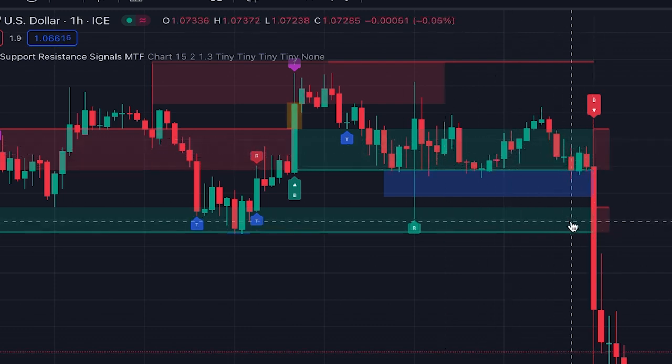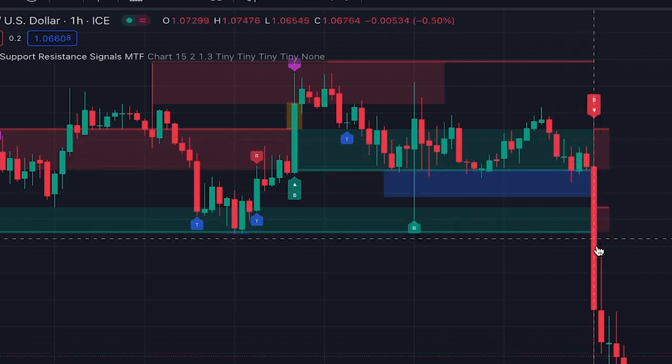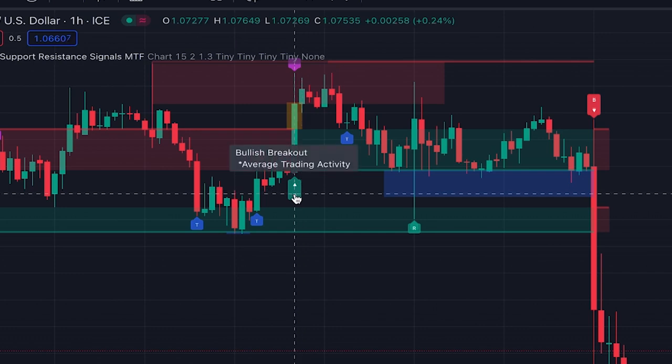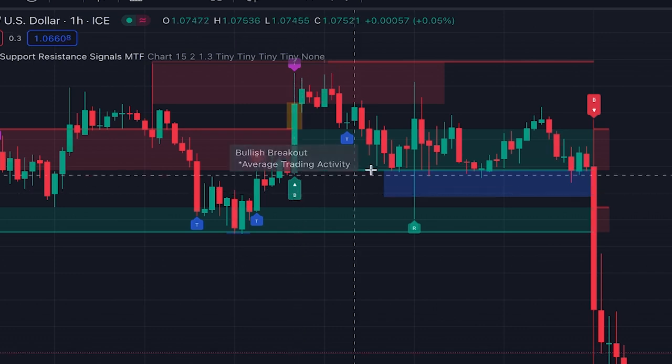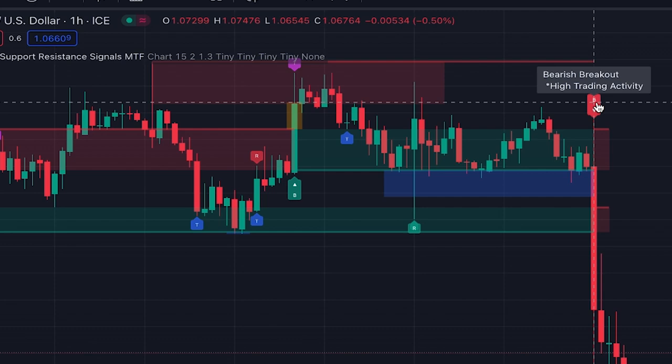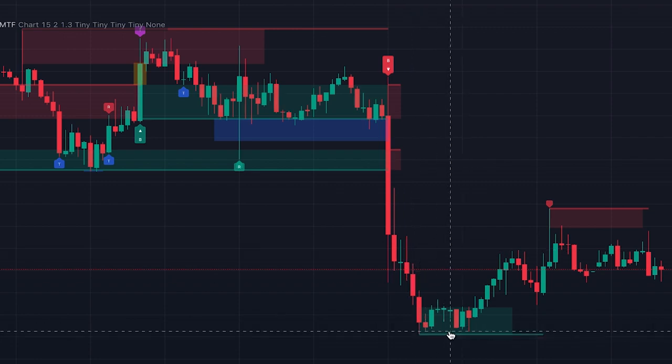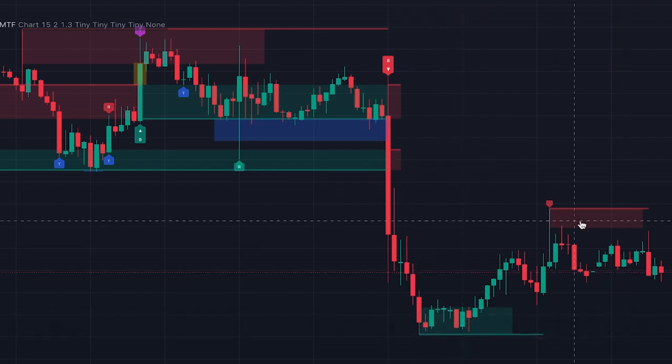and you can see that the support zone here and also this support zone are broken with this large candle, and the label says bearish breakout with high trading activity. Unlike this breakout, which we had average trading activity, for this one we have high trading activity, so we have more probability for further movement of the price in the direction of the breakout. Here again it found support zone, and here a resistance zone.